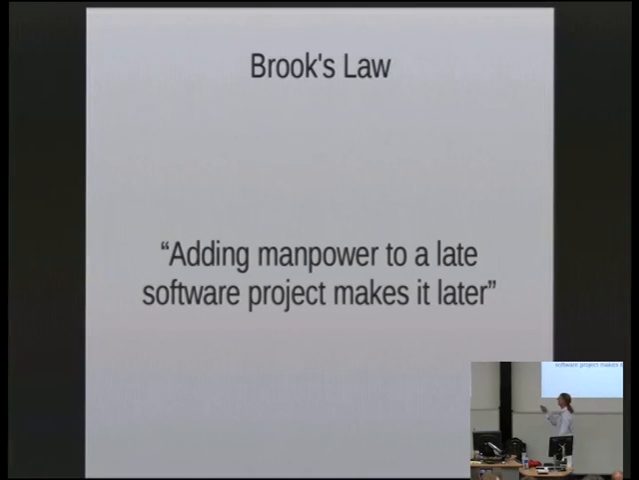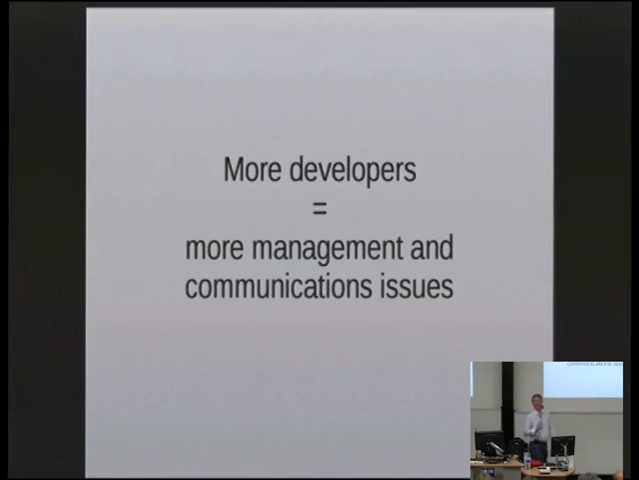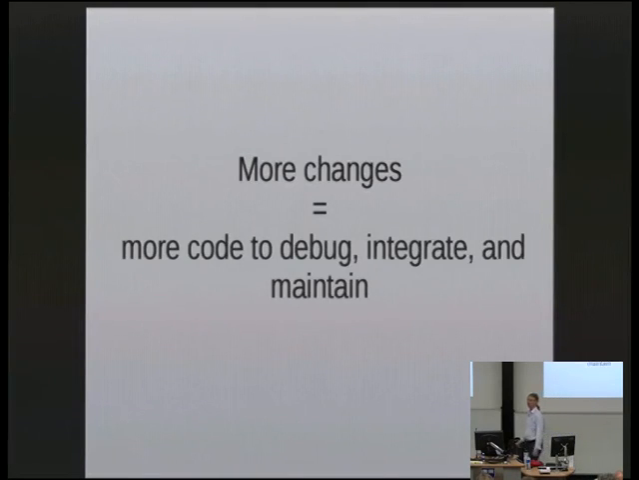But nonetheless, one could try to look at this and say, well, wait a minute, we're adding more developers to an already very big process. What's going to happen here? If we have more developers, we've got more communications issues and more management issues as we're trying to get all these people to work together, right? The more people you have, the more paths of communication, the more ways that things can go wrong. More changes means more code to debug, to integrate, and to maintain going forward.